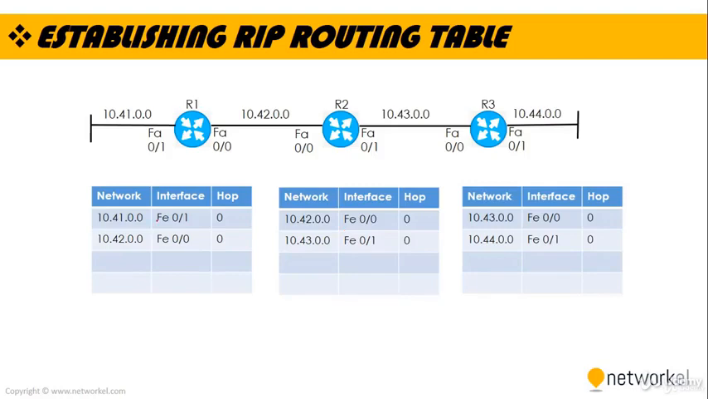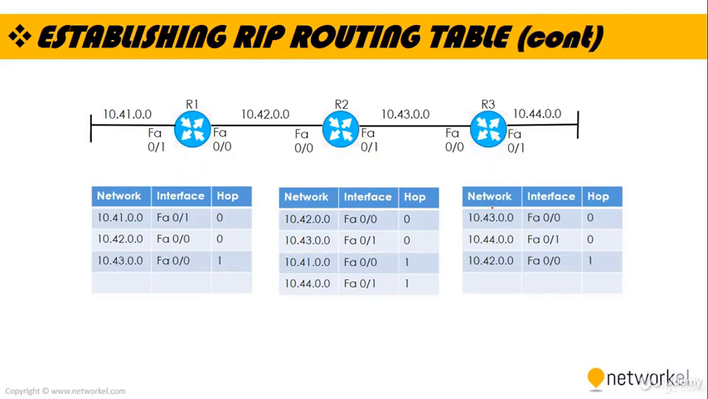In the first stage, all routers install their directly connected networks to the routing table. As you can see, router 1 installs 10.41 and 10.42. This guy installs 10.42 and 10.3, and this guy installs 10.43 and 10.44. Then in the next stage, routes are exchanged between neighbors and the routing tables begin to grow. As you can see here, this guy knows these networks firstly, and router 2 knows about this, and this guy knows about this one. Then they start to exchange routes with each other.